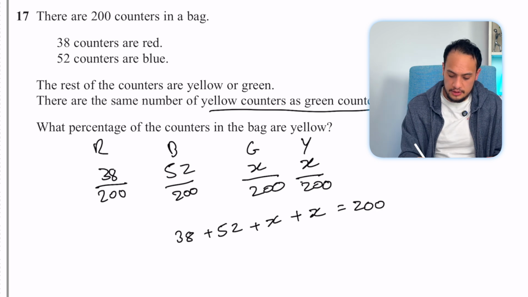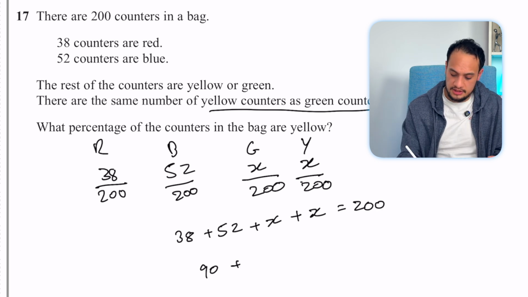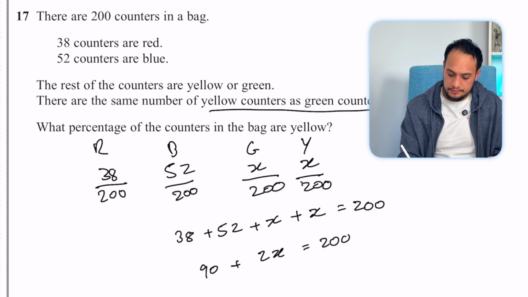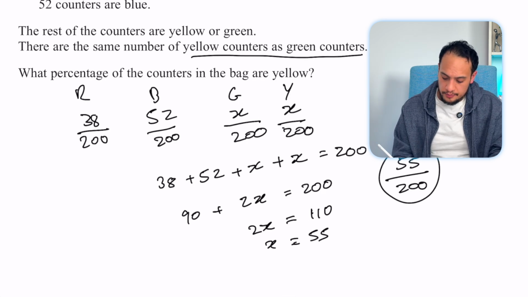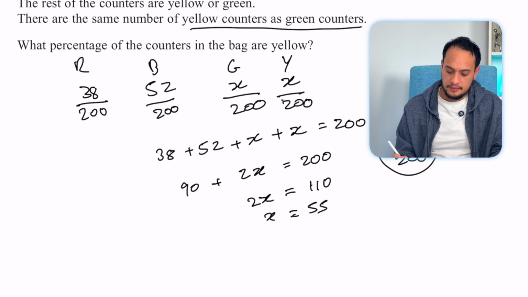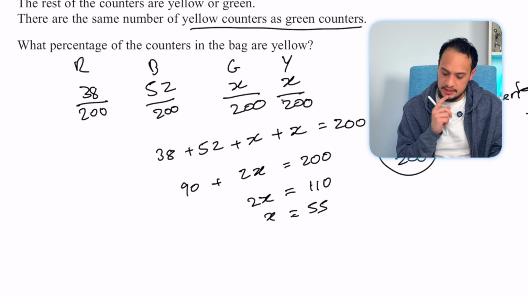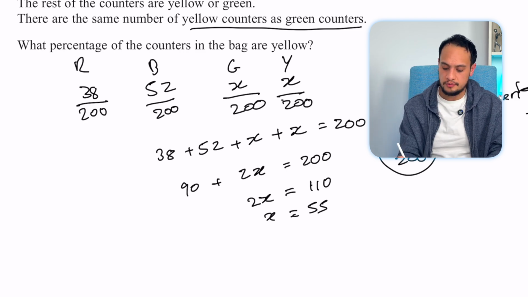38 plus 52 is 90, plus 2X, which equals 200. Now, I'm just going to take away 90 from both sides, so I get 2X equals 110, which means X equals 55. So once we get that 55, now we need to turn this into a percentage. It makes sense to cancel it down, or actually, in this case, because we know 200 relates to 100, we can divide both of these by 2.